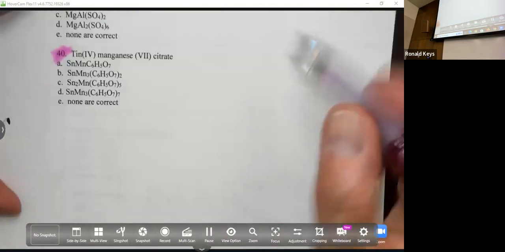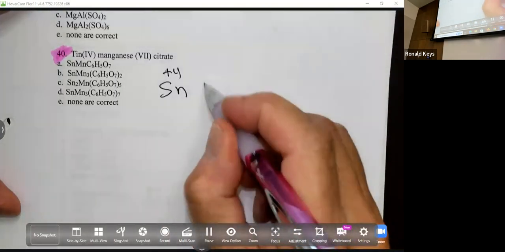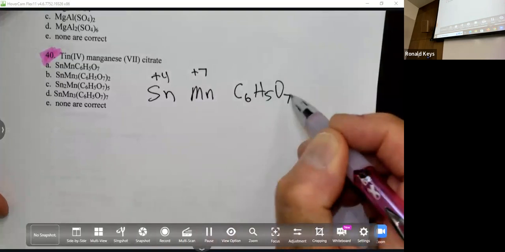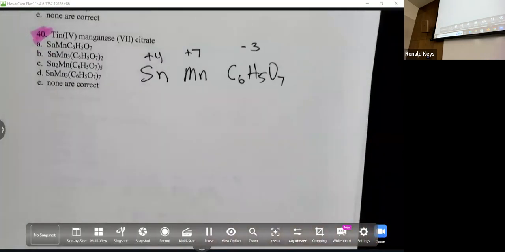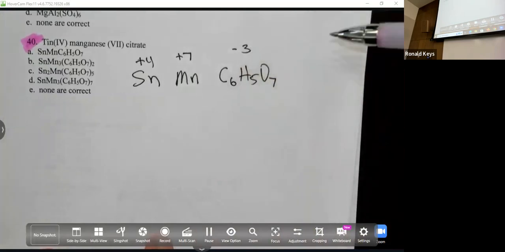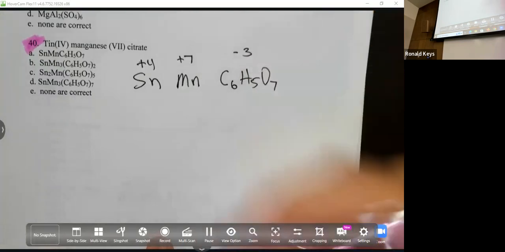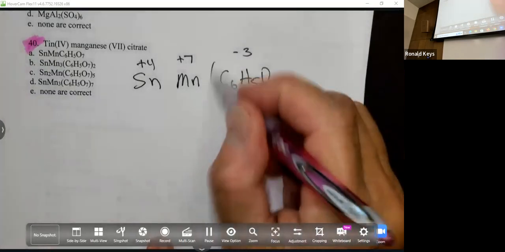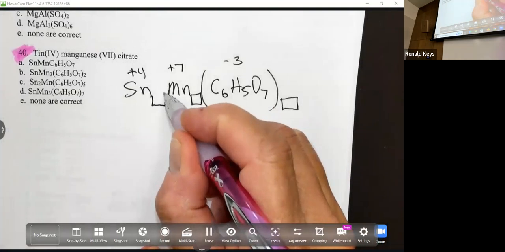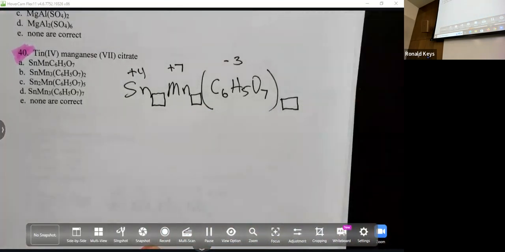Here's what we've got. Tin 4, manganese 7, and then we've got C6H5O7, negative 3 for the citrate, correct? Citrate negative 3? Okay. Right now, we've got a plus 11 and a minus 3. We know we've got to crank up the negatives. Correct. We need more negative, right? So what we're going to do, let's just put parentheses there, put a box there. I need to put a number there to crank it up. There could be a subscript here and a subscript here. And you're trying to just get zero for this.